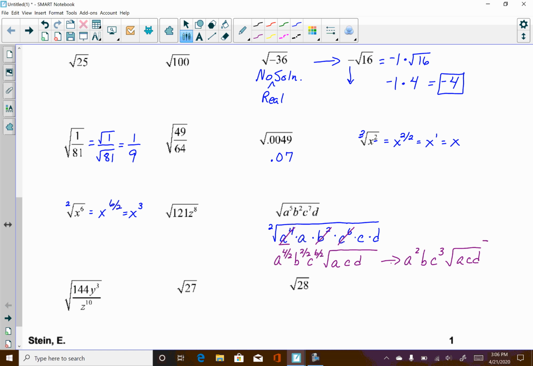Okay, so that's the final answer there. Okay, let's look at the next one. All right, so one big square root is the same as 2 small ones.